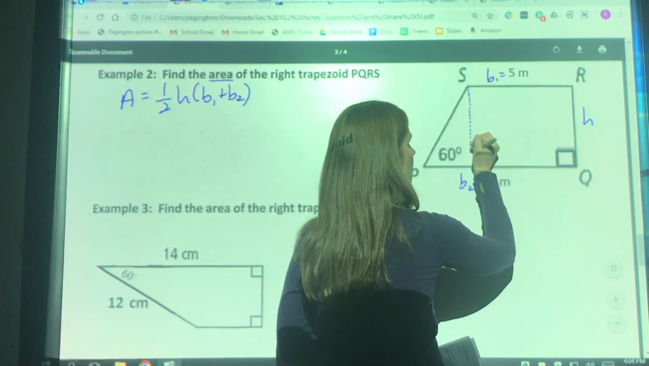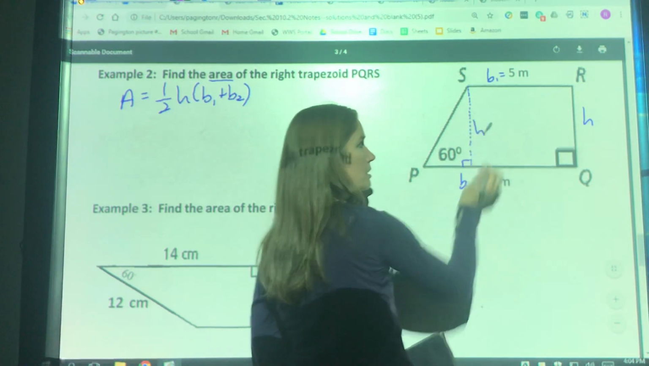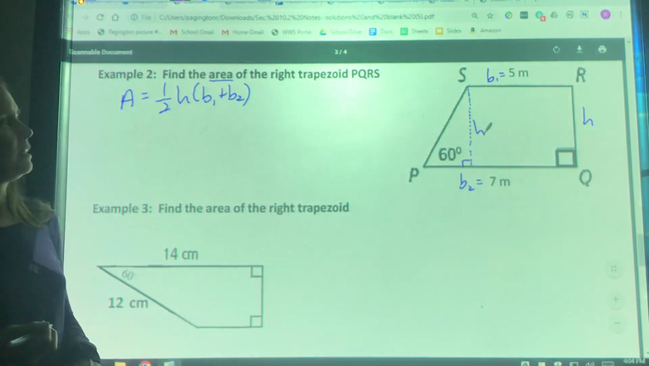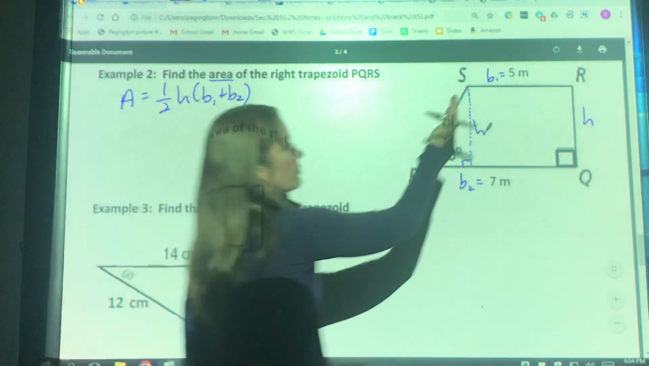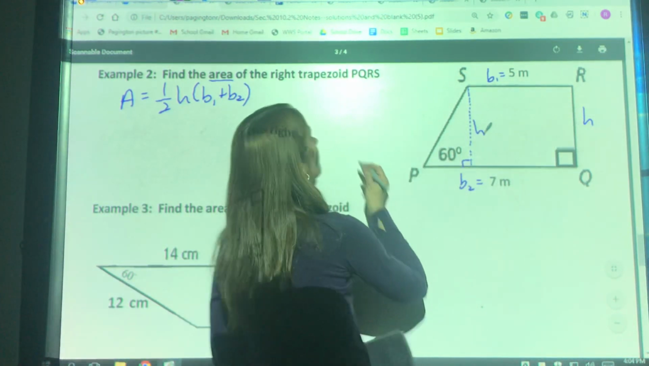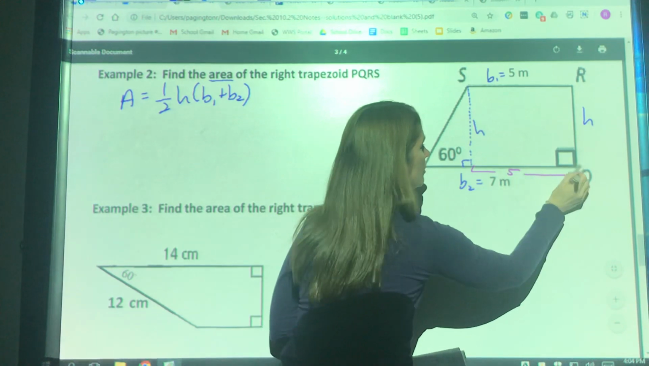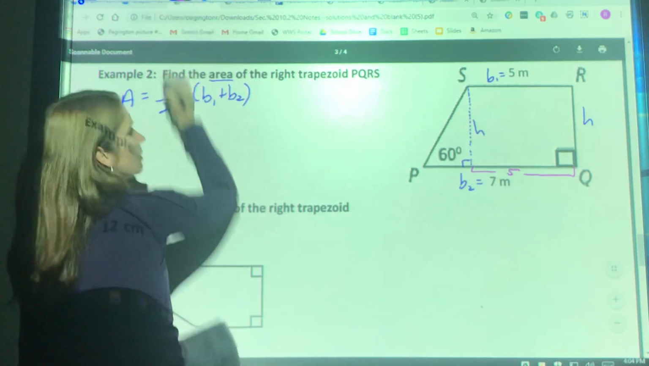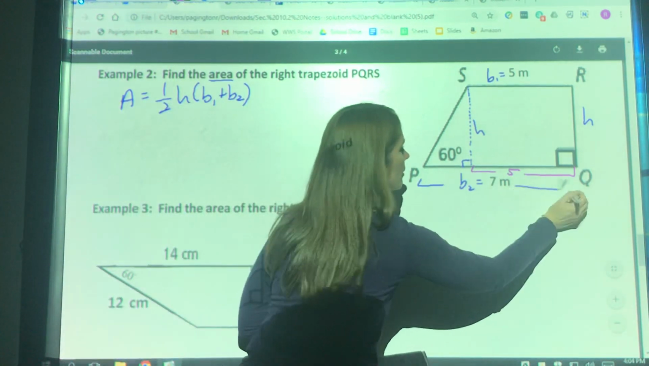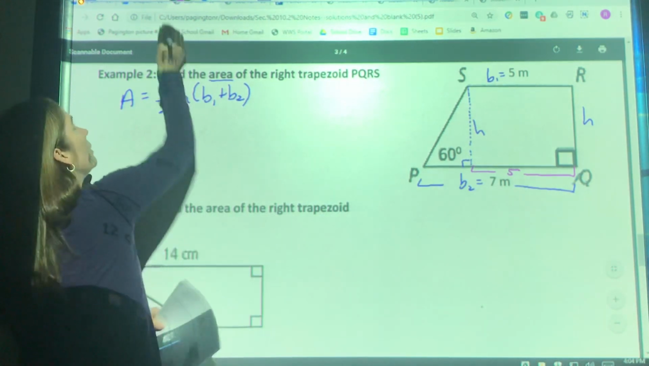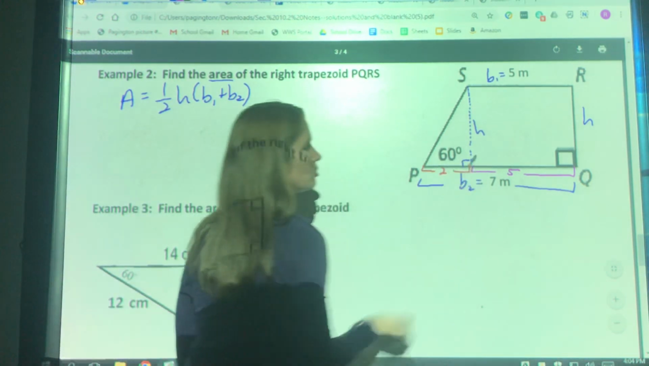Okay, so maybe if I draw the height over here, it will give me an idea. Because if that's the height, that also represents the height. And then that does give me an idea, seeing that 60 there. Okay, I know if it's 5 from here to here, then that means it's also 5 from here to here. And if I know that it's 7 from here to here, then I can see that right here has to be a length of 2.